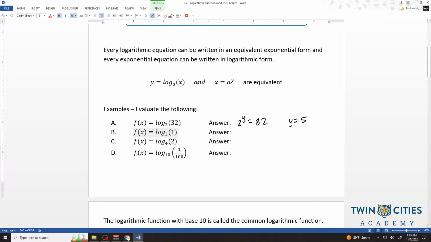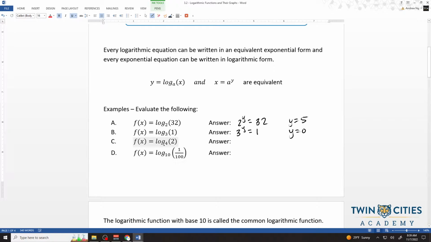This one, f of x, again, fancy for y, equals log base 3 of 1. I can change this to say the base of this logarithm is the base of this exponent, and I can say 3 to the unknown y is equal to 1. Well, 3 to what power equals 1? 3 to 0, because anything to the power of 0 equals 1. Y equals 0. I just evaluated what log base 3 of 1 is.